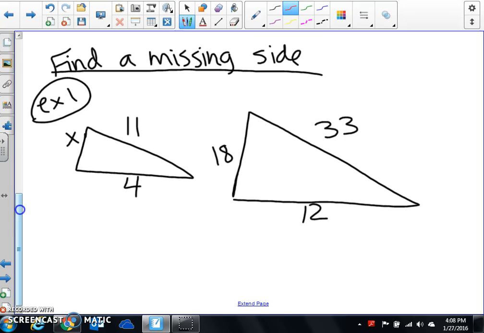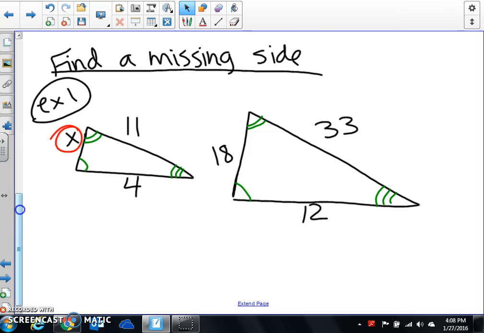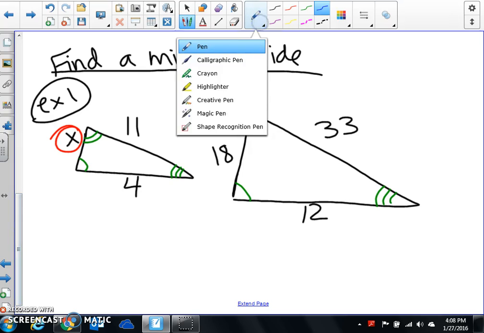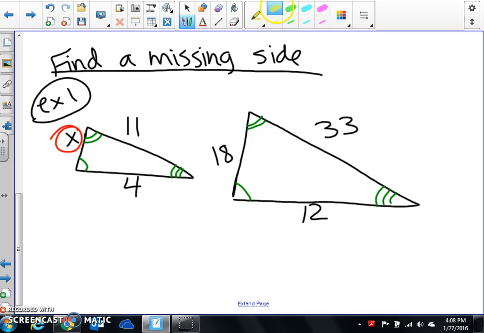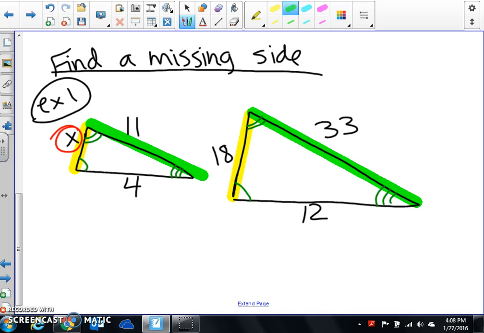Okay, so they want us to find the missing side, which is obviously this one, right? All right, so we got to start looking at our angles. So over here, we've got 1, 2, 3. Over here, 1, 2, 3. All right, so we grab our highlighters. Automatically from 1 to 2, from 1 to 2, 2 to 3, 2 to 3. And then my last side.